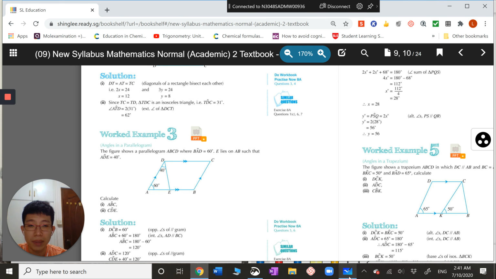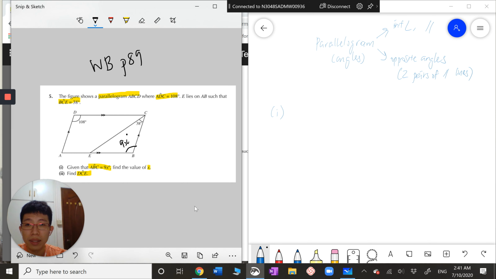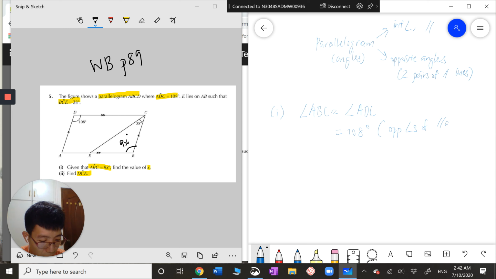So let's write down the statement. We know that angle ADC, no, let's start with angle ABC because this is what you're trying to find. Angle ABC is equal to angle ADC. And why is it so? Because it's 108 degrees, because they are opposite angles of parallelogram.